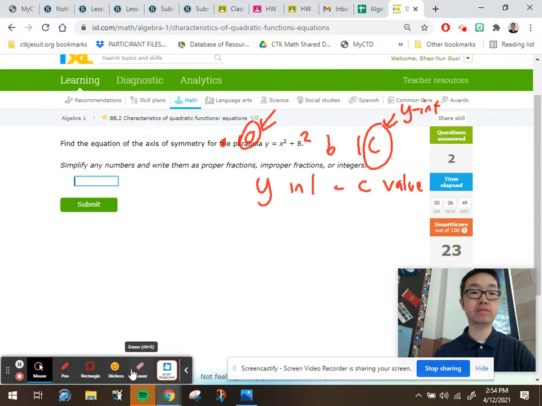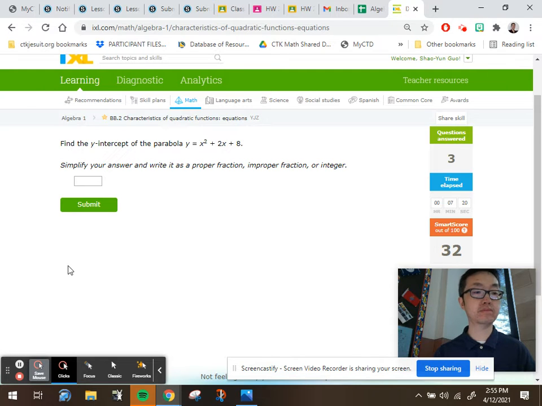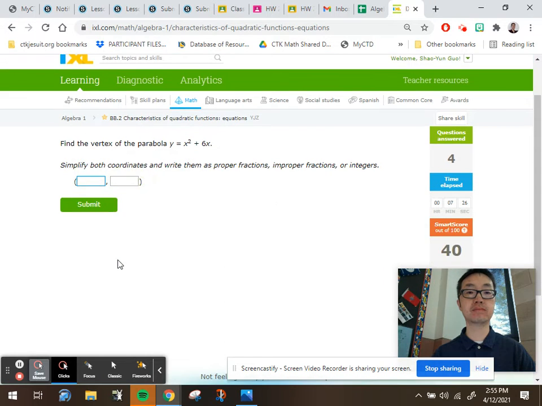Find the axis of symmetry. So we're going back to that question. I'm going to pause the video so we can go to something you haven't seen yet. Resume. Y-intercept, you're just looking for the c value, so you can literally look for that last number. That's 8.